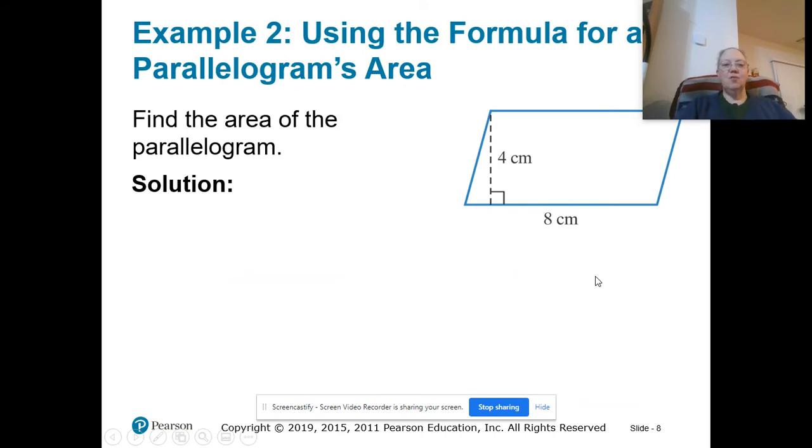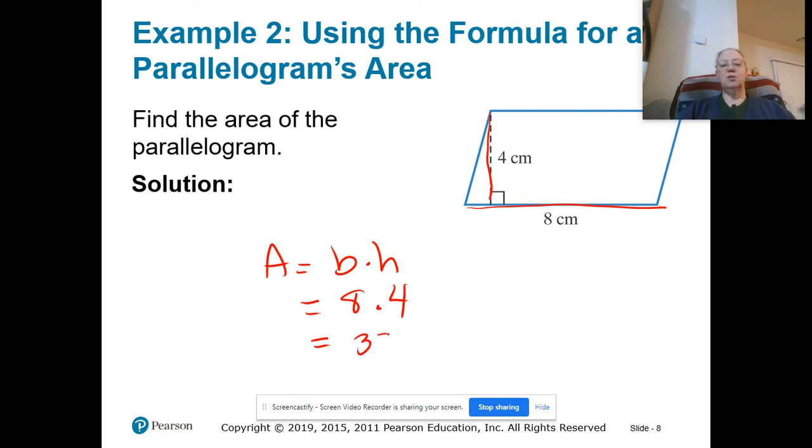Okay, so find the area of the parallelogram. Area is base times height. And our base is right here, which is 8, and our height is right here, which is 4. By the way, these pictures sometimes are to scale, but usually not. Just go by the numbers they give you, even if it doesn't look exactly right. All right, 8 times 4 is 32.